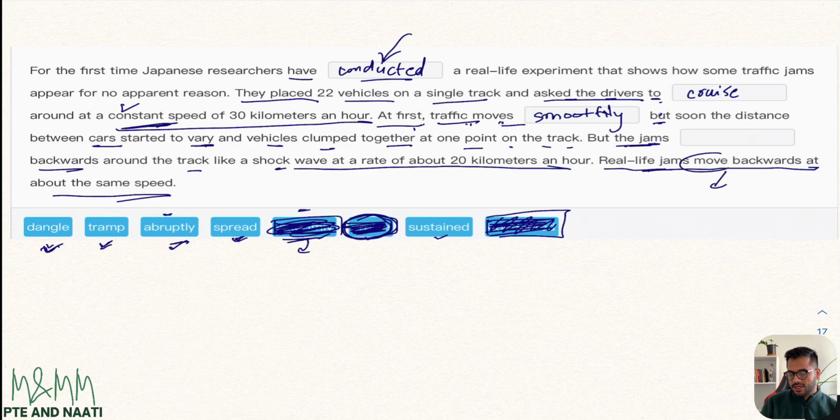In the last sentence, they have said move backwards. So we need a word which is similar to the word move because they've literally used the very same sentence again. So move. Can dangle be my answer? No, dangle means just abrupting something. Tramp? Not really. No, we're talking about something moving. Spread. It's a similar word to move. Sustained? Again, not really. So that is why, because I was looking for a word similar to my word move, my correct answer has to be spread.